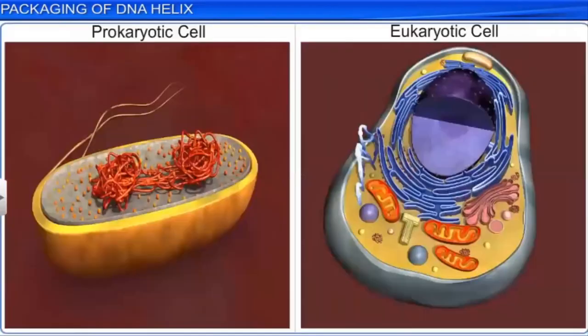In this way, a DNA double helix is packaged into a chromosome, which is further packaged within the nucleus.